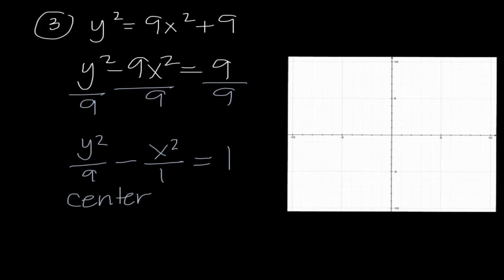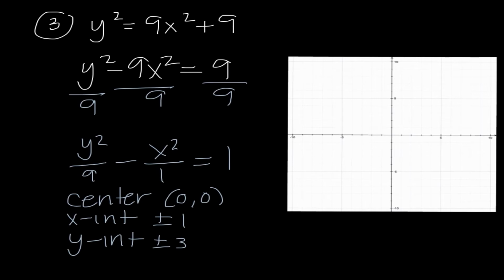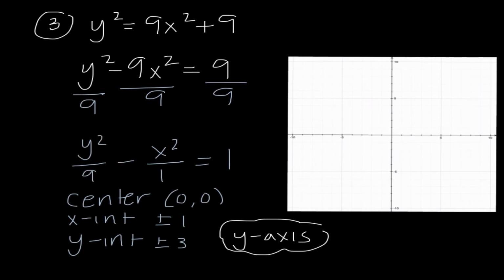So my center is going to be 0, 0. My x-intercepts are going to be plus or minus 1, and my y-intercepts are going to be plus or minus 3. Okay, I also notice that the y-axis is going to be where we're graphing because y is our positive variable here. So I'm starting at 0, 0. I'm going to the right one, to the left one, up 3 and down 3. And I'm going to go ahead and graph this. There are my diagonals. There we go.